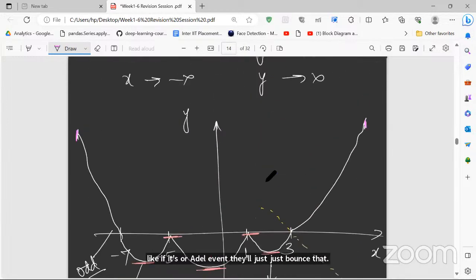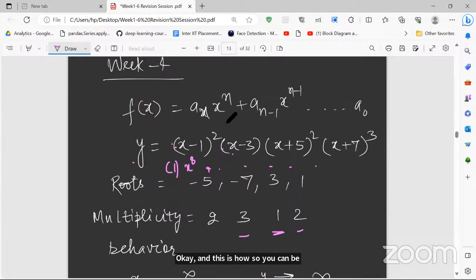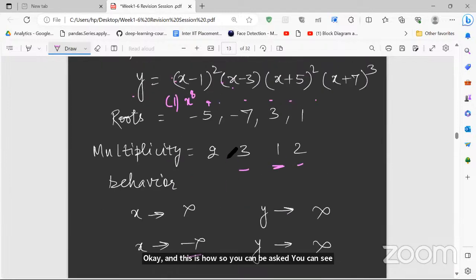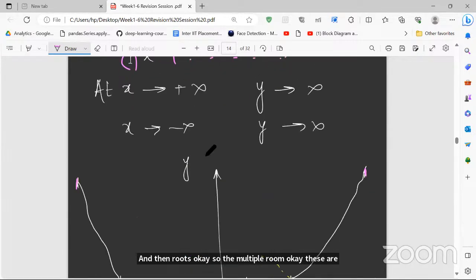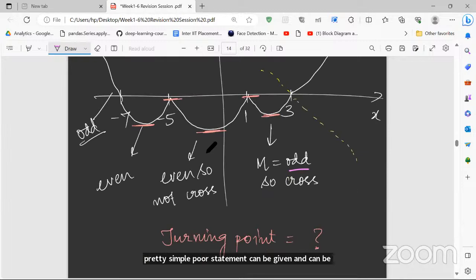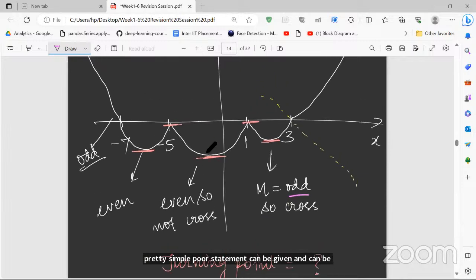So how will you be asked in the exam? You can be given the equation, and then the roots, including multiple roots. These are pretty simple. A statement can be given and you can be asked how many turning points there are. Can you tell me how many turning points there are for this equation?